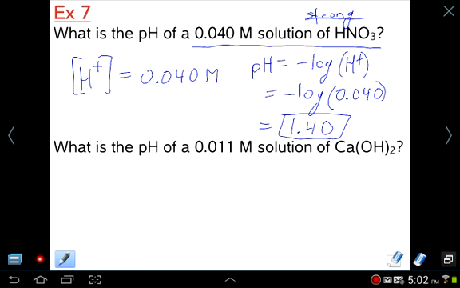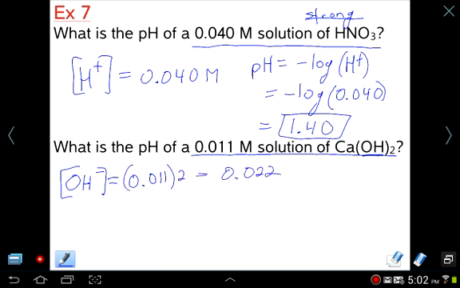Now let's try the same thing with a base. We have a 0.011 molar solution of calcium hydroxide. Now you'll recall from the previous slide that calcium hydroxide provides 2 moles of hydroxide. So your hydroxide ion concentration will actually be 0.011 times 2, or 0.022. So when we get the pH, we have to make sure we consider both hydroxides, because when calcium hydroxide dissociates, it produces 2 ions of hydroxide.